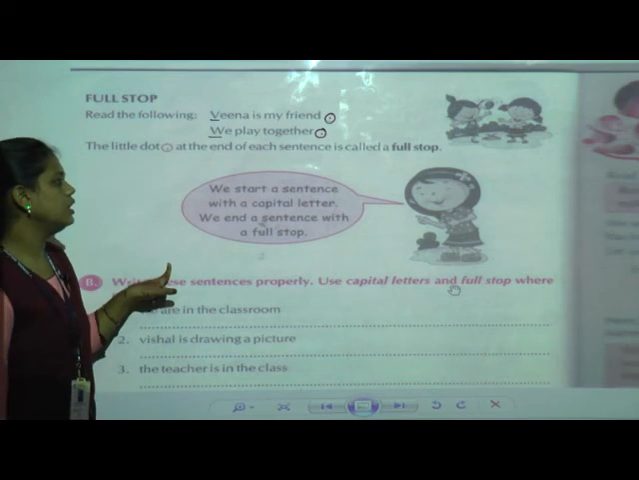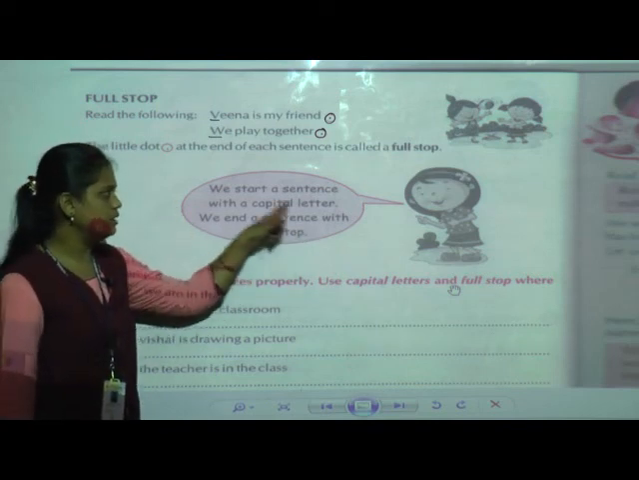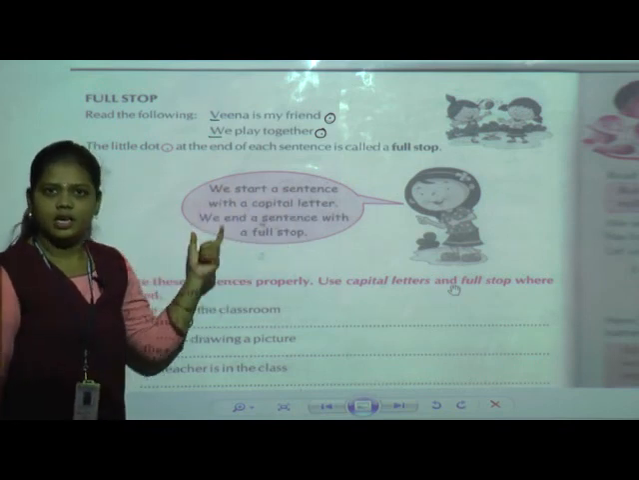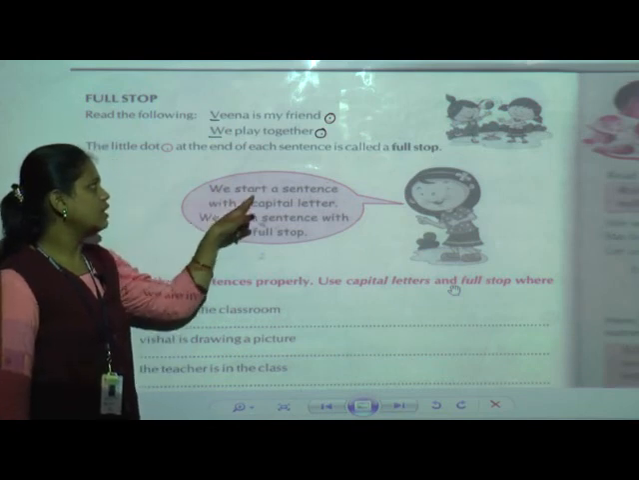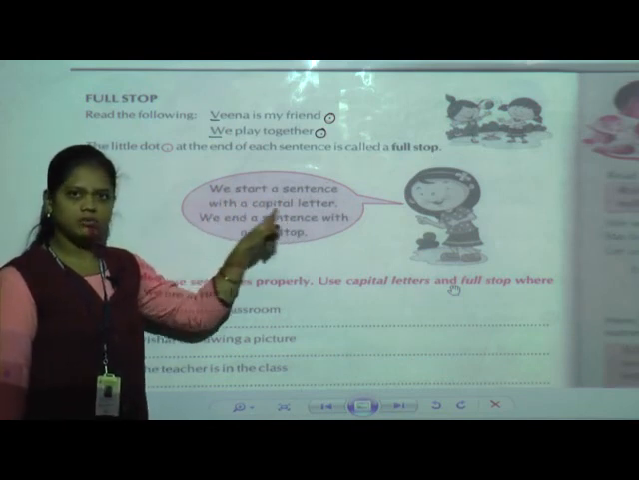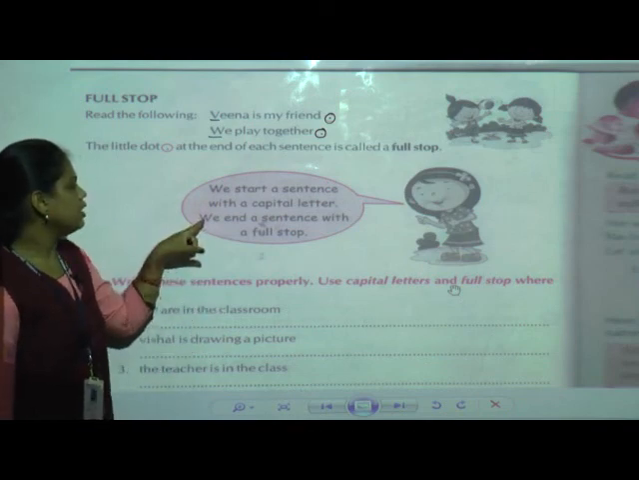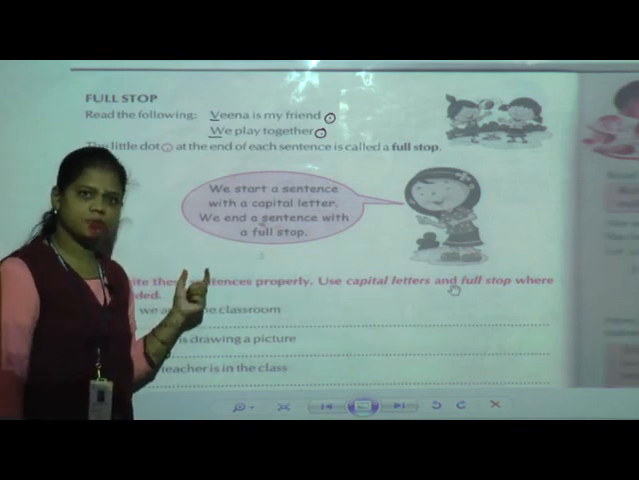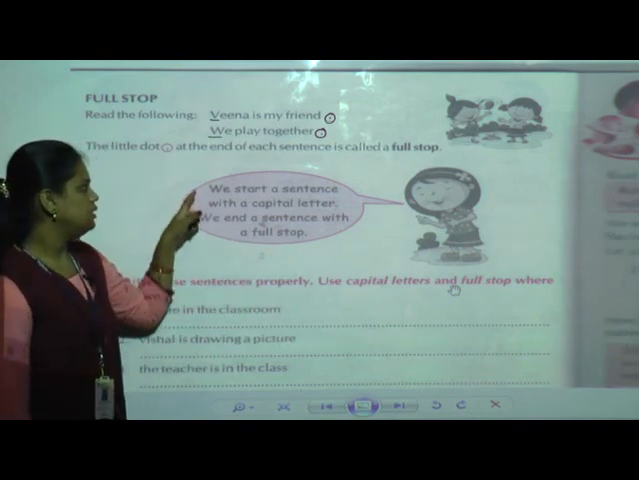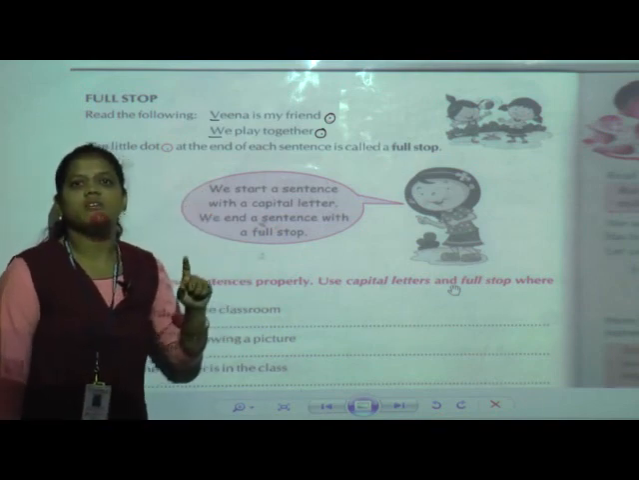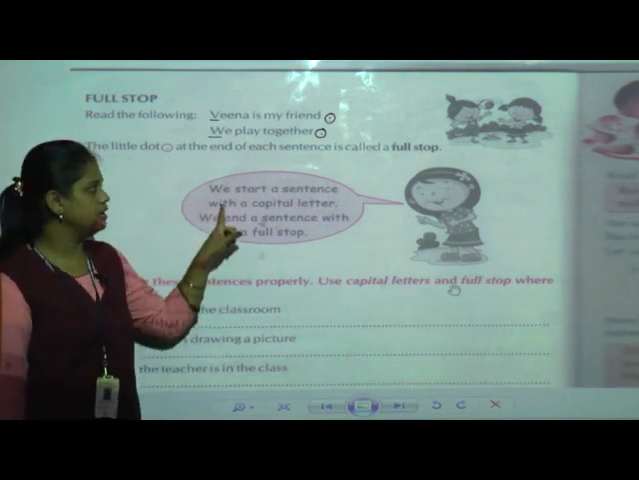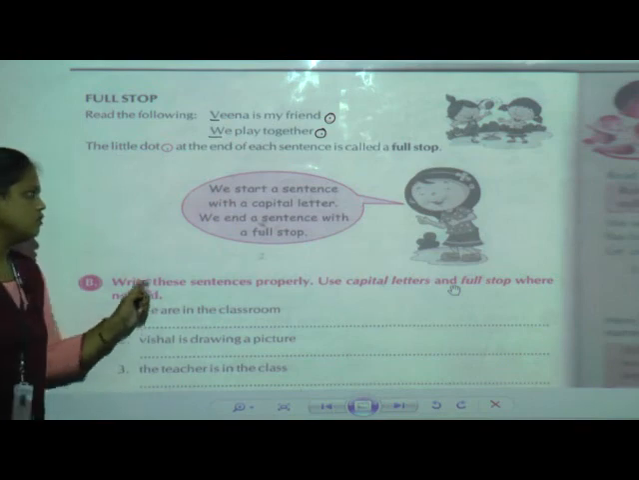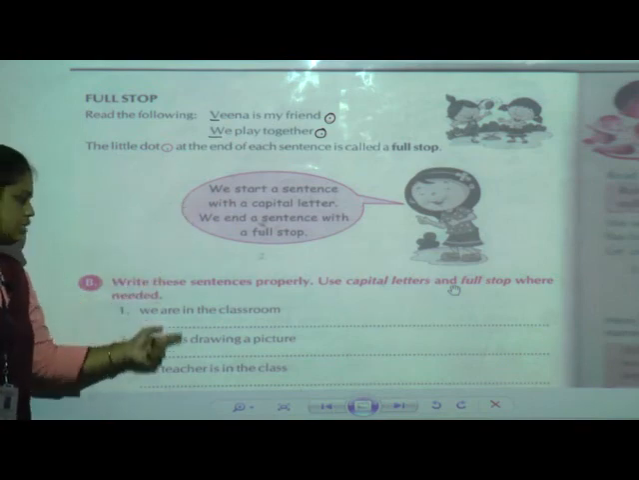Okay. Now here once again we have to remind this one. We start a sentence with a capital letter. Again we have to revise this, that we start a sentence with a capital letter, which we have already seen. Now we end a sentence with a full stop. This also we have seen in the last period. Whenever we start a sentence, the first letter should be a capital, and we end the sentence with a full stop.